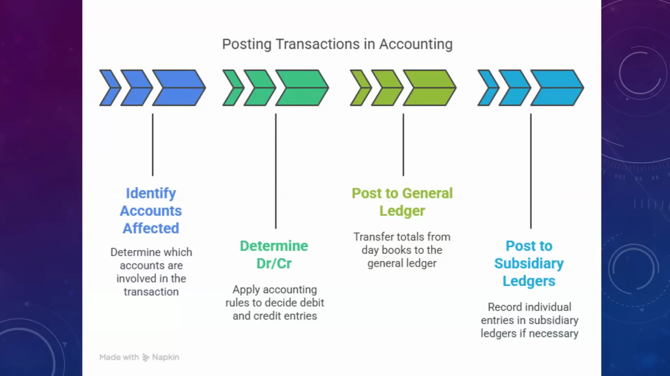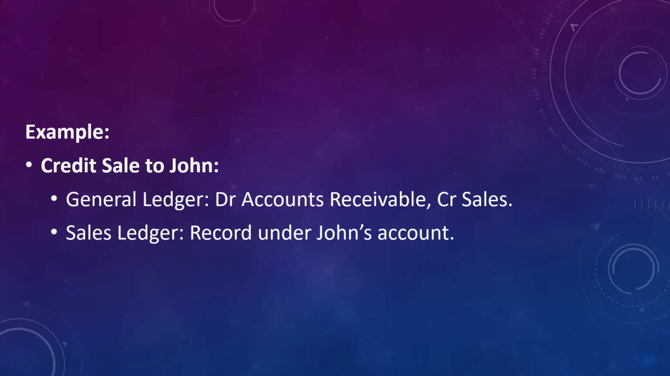Alright, so when you have a transaction, you'll have to identify the accounts that have been affected. We'd have to determine if it's being debited or credited, and then we'll have to record it in the relevant accounts. Remember, every transaction will have a debit and an equal credit.